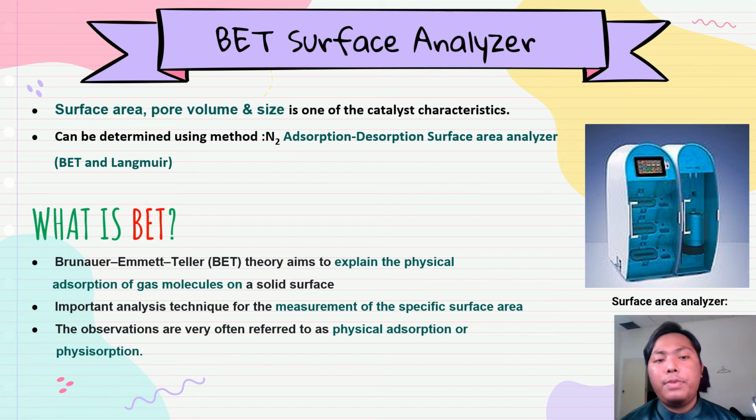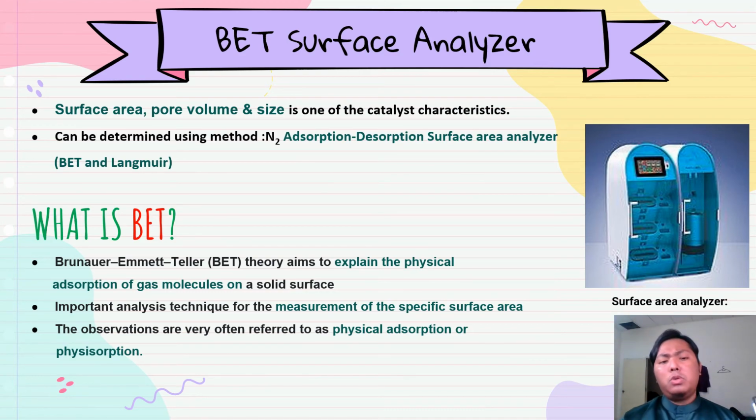I will be explaining some examples of catalytic reactors. First we have here the BET surface analyzer. As we mentioned before, surface area, pore volume, and size are among the catalyst characteristics. So how do we determine these characteristics? We can use the nitrogen gas adsorption-desorption surface area analyzer, also known as BET, that applies the Langmuir concept.